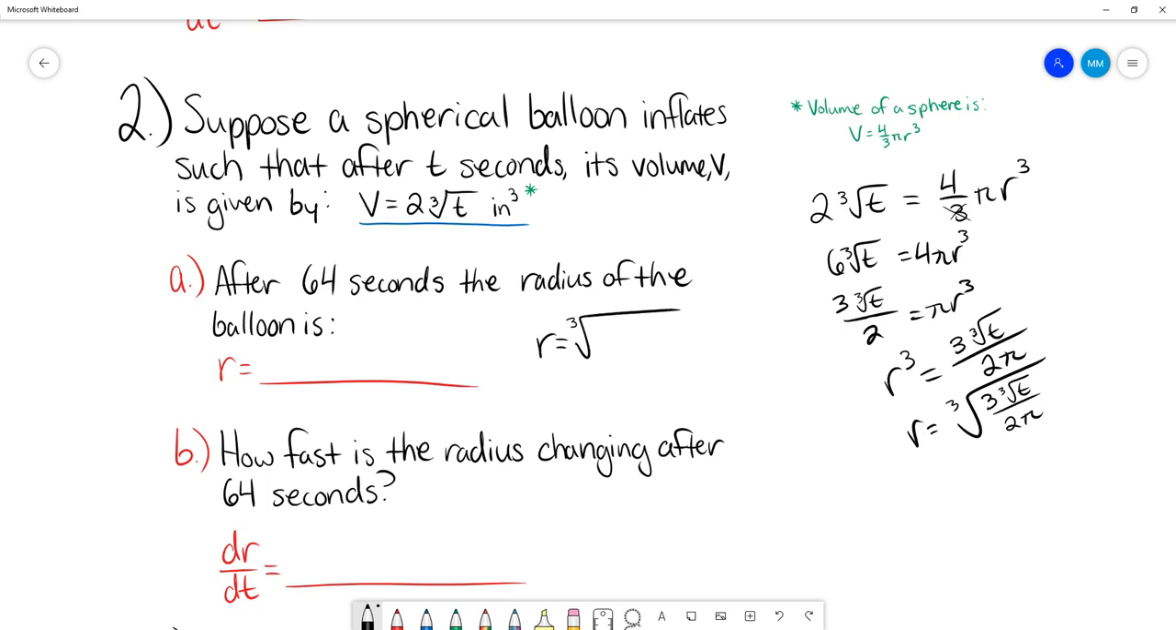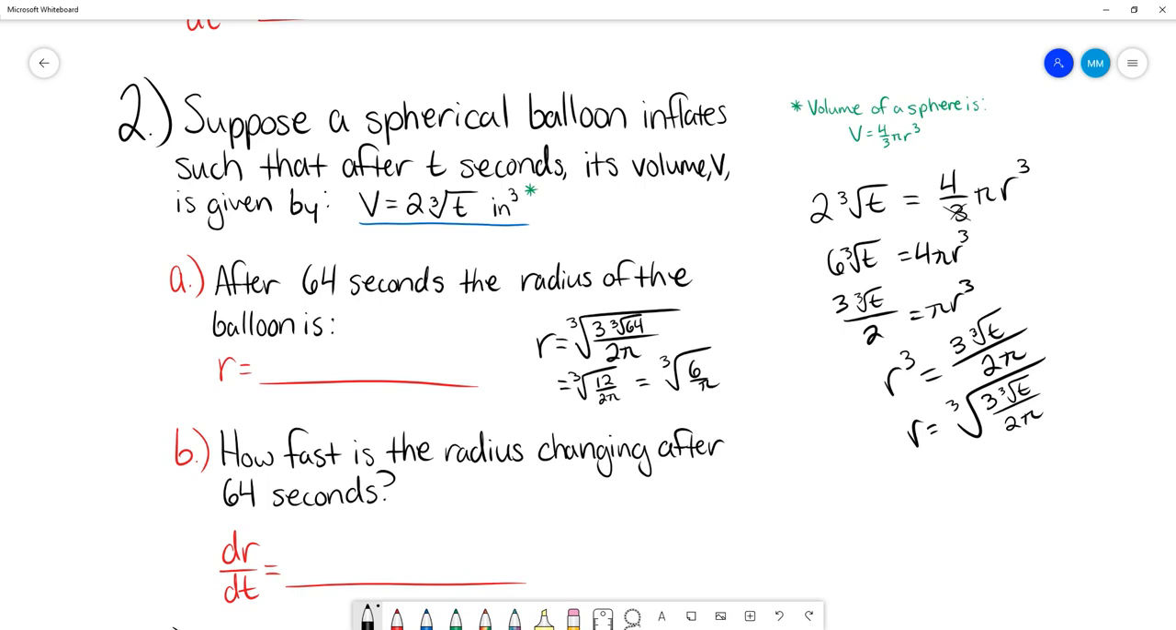But it's after 64 seconds, so 64 is our t value. So it's going to be the cube root of 3 times 64 over 2 pi. Well, the cube root of 64, I know off the top of my head, is 4, right? Because 4 times 4 is 16 times another 4 is 64. So that's going to be the cube root of 12 over 2 pi, because 4 times 3 is 12. We can reduce that even further to the cube root of 6 over pi. And that's as far as we can reduce that.